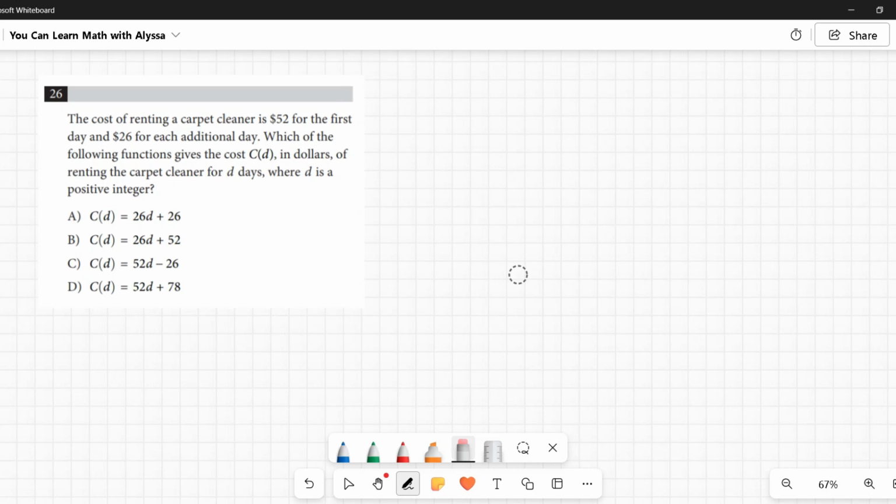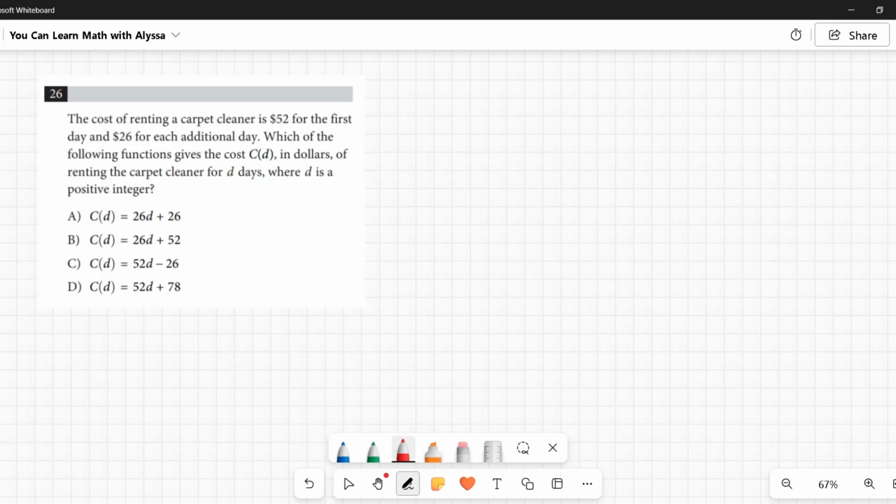Number 26. The cost of renting a carpet cleaner is $52 for the first day and $26 for each additional day. Which of the following functions gives the cost C of D in dollars of renting the carpet cleaner for D days, where D is a positive integer? Not gonna lie, when I first saw this, I thought they had made a mistake in their answers. I was like, oh, someone made a boo-boo. They did not. There's a little trick to this one.